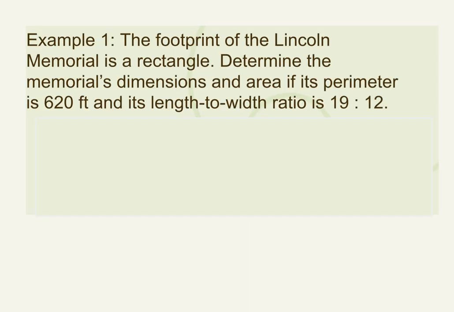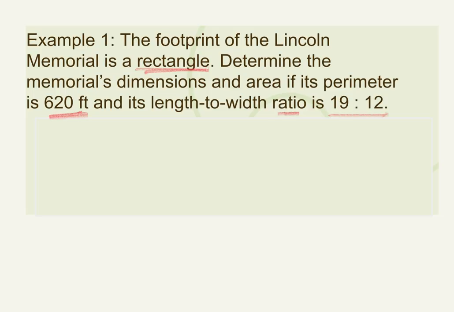Look at this example. It says the footprint of the Lincoln Memorial is a rectangle. Determine the memorial's dimensions and area if the perimeter is 620 feet and its length to width ratio is 19 to 12. So some keywords here. It is telling us that it is a rectangle. That is important. And then they gave us the perimeter and the ratio of the sides.